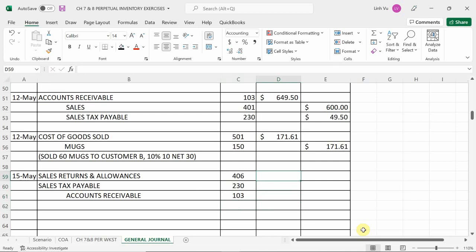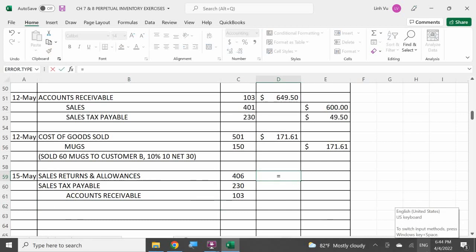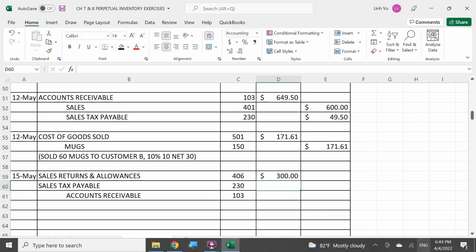Okay? So in this case, we need to figure out if we originally sold each coffee mug to him for $10 each, right? And he's attempting to return 30 of those mugs. And we're giving customer B a full refund, we need to figure out how much the sales returns and allowance is going to be. So 30 times 10, right? What was the original selling price? It was $10 each. So 30 times 10 gives me $300.